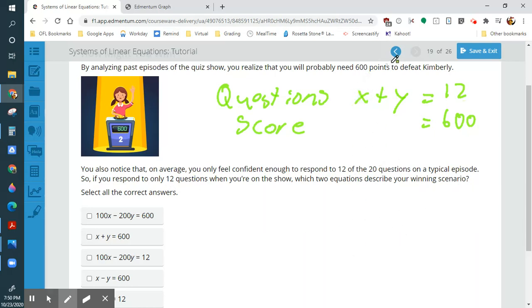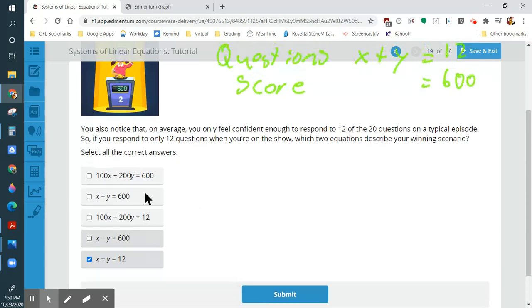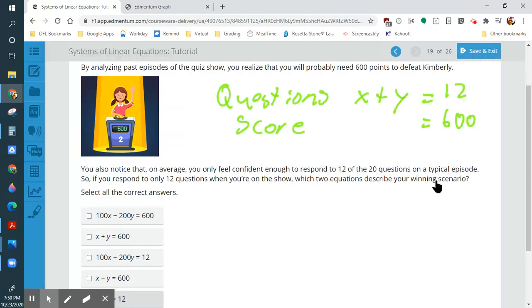So x is right, y is wrong. We have x plus y equals 12 as our first one, because I thought she was going to try to answer all the questions. She's like, nope, I'm only going to answer 12 of these questions. We don't have to bother about the other ones because there's no change. And she wants to get 600 points.